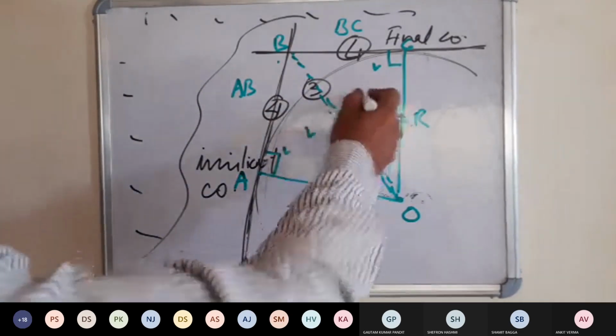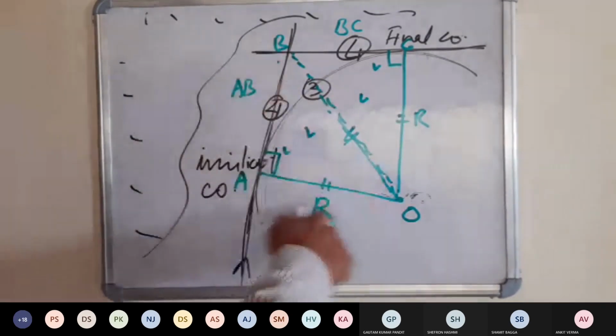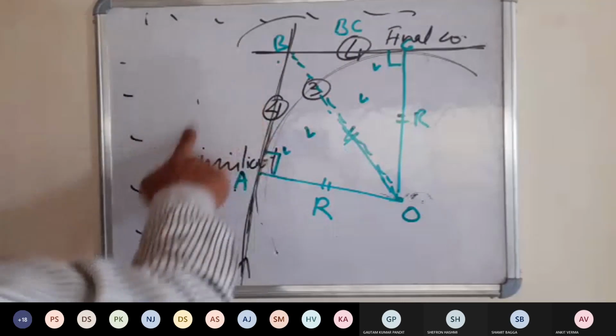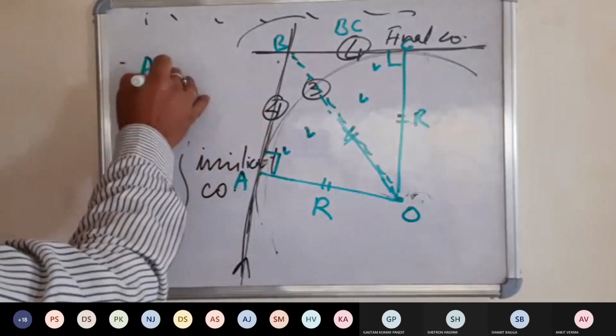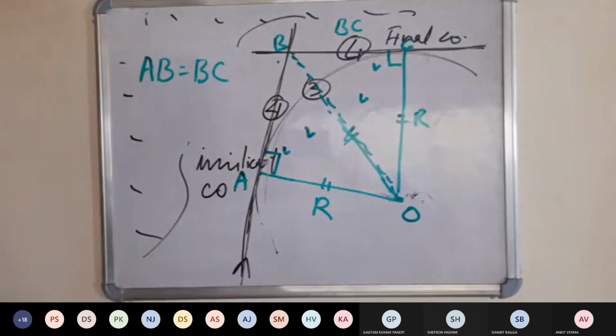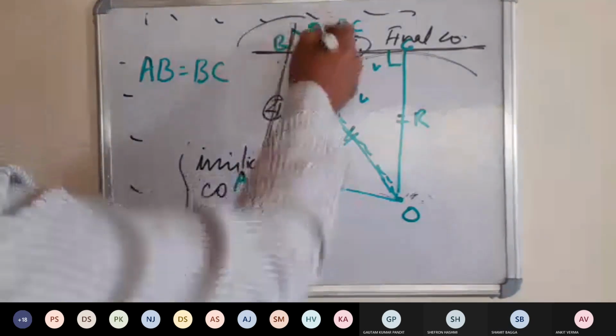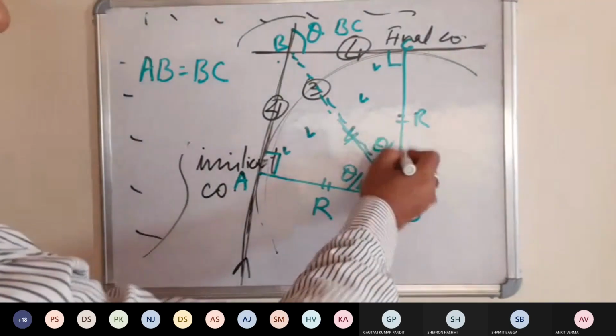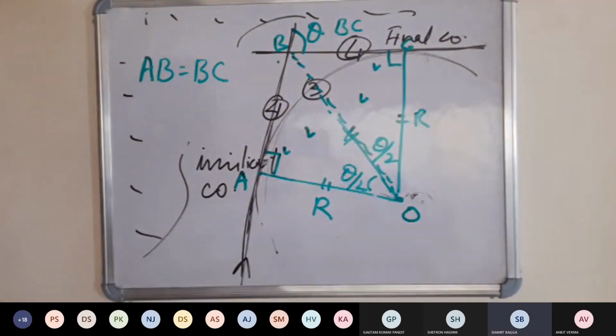So are they congruent? ABO and BCO, they are congruent or not? Yes, sir. That means here we can say that AB is equal to BC. Here this was theta. So this one is theta by 2. Is that correct? Yes, sir. All right.